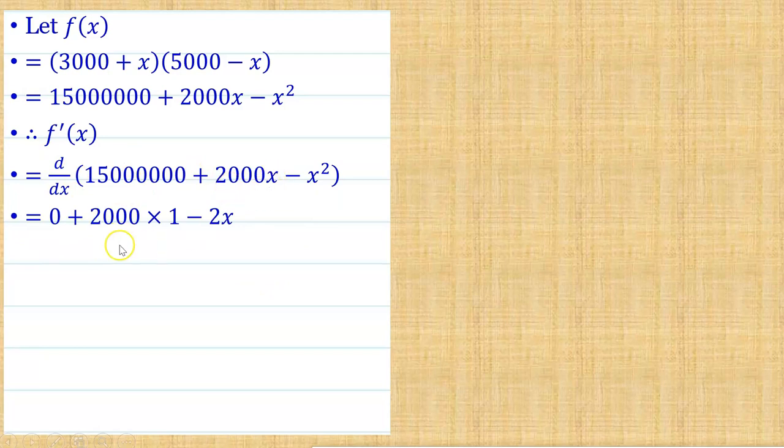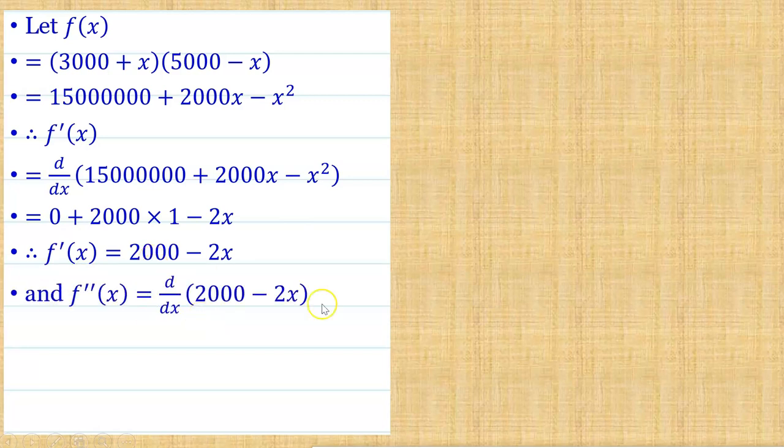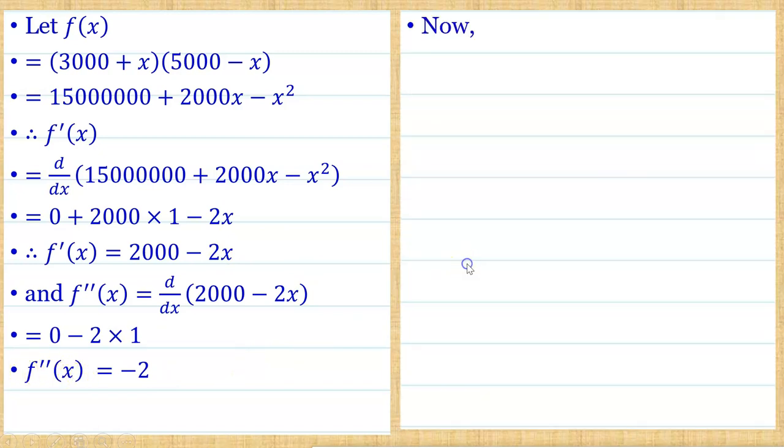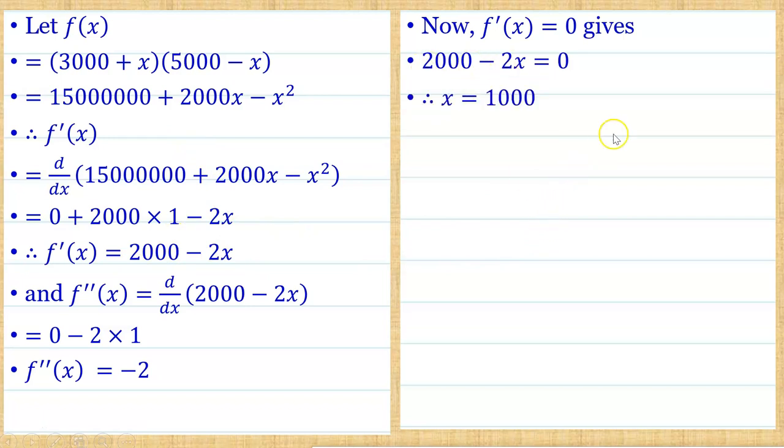2000x, derivative of x is 1, so 2000 into 1, minus the derivative of x square, that is 2x, and therefore f dash of x is equal to 2000 minus 2x. And f double dash of x is the derivative of 2000, which is 0, and of minus 2x, which is minus 2. Here f double dash of x is equal to minus 2 and it is negative. Now f dash of x is equal to 0 gives, the first derivative, 2000 minus 2x is equal to 0.